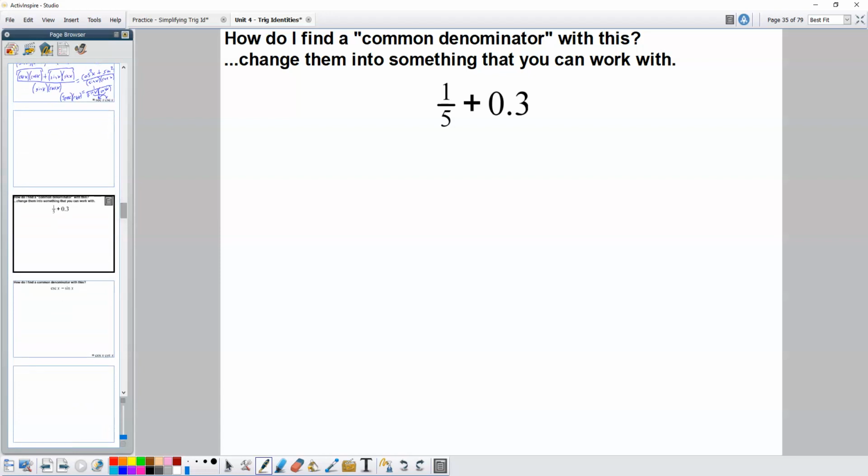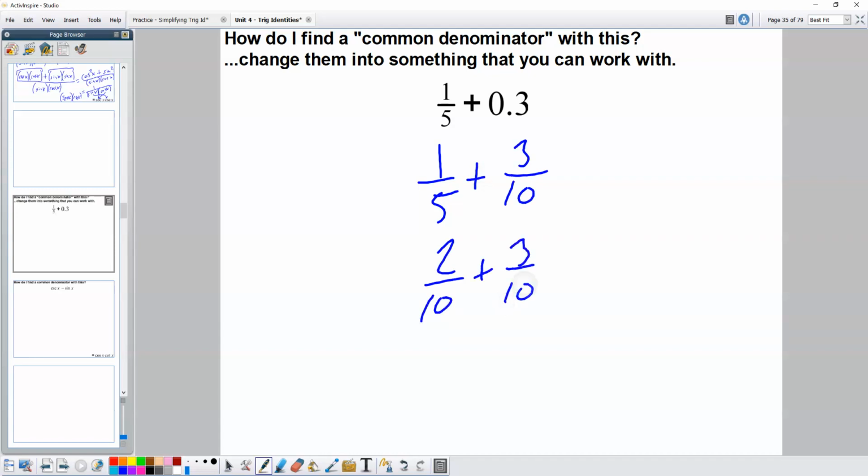Sometimes you get a question where there's not really a denominator to start with. You just have to kind of make one. Take 1/5 plus, if you were to read that decimal out loud, it would be 3/10. So this is 1/5 plus 3/10. And then you would say, okay, this is 2/10 plus 3/10 is 5/10, which is 1/2. Okay.